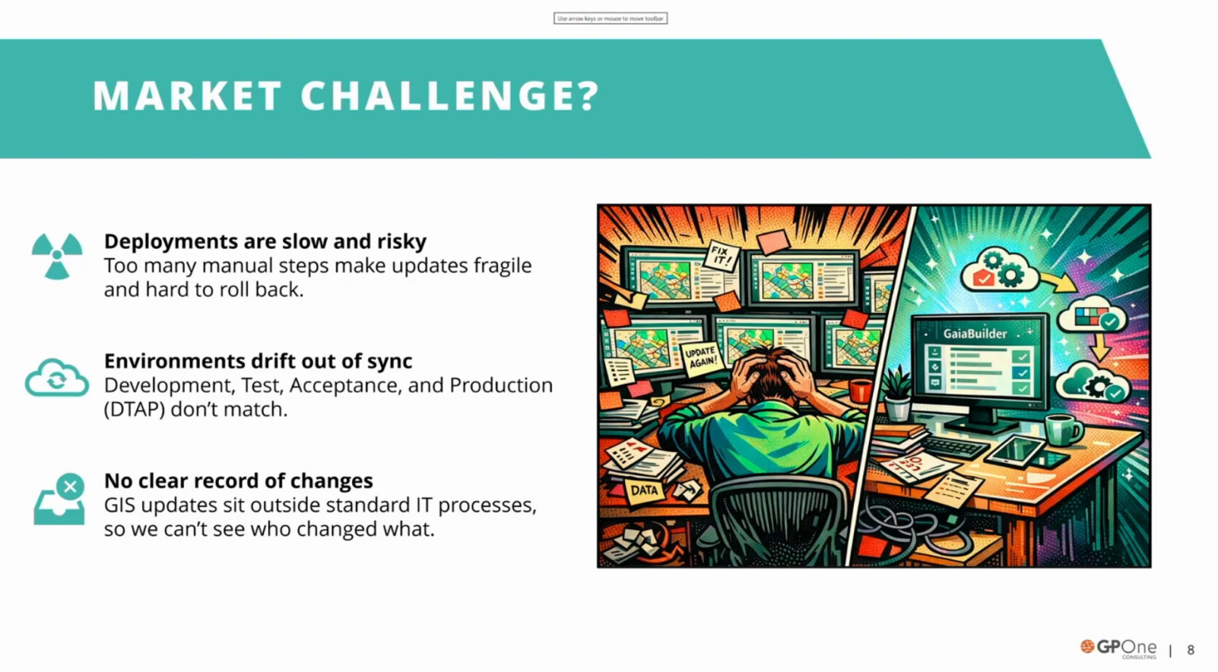And that leads to the third challenge. There's no clear record of changes. GIS updates often happen outside standard IT processes, which means there's no easy way to see who changed what, when it happened, or why. Changes get lost, knowledge lives in people's heads, and teams lose confidence in what's actually running in each environment. I'll now hand over to Lynette to see how we can visualize what this looks like in practice and how these challenges build up over time.